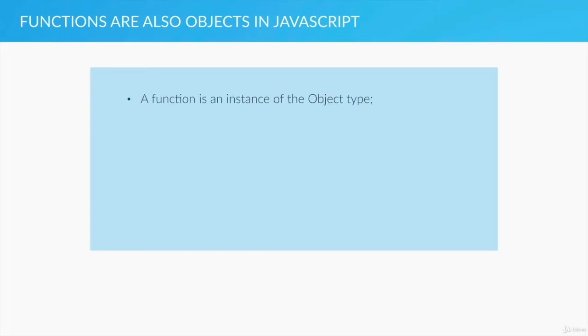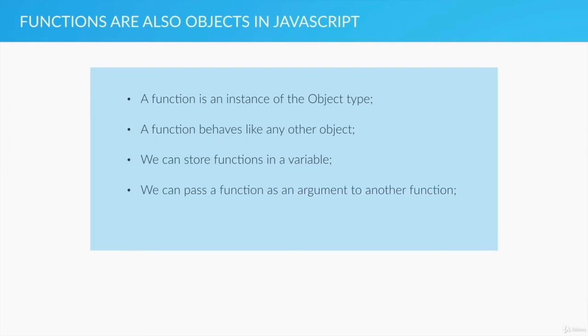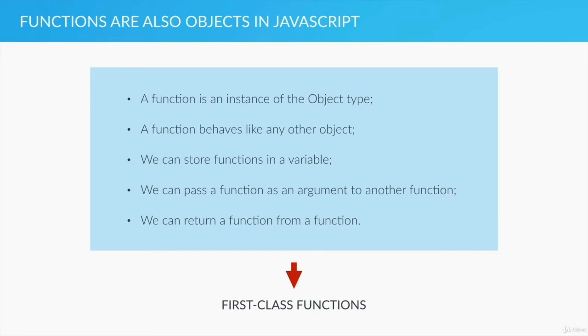First, as we already know, a function is an instance of the object type. And because of that, a function behaves like any other object. We can store functions in a variable, and we already know that. And we can pass a function as an argument to another function. And we can also return a function from a function. And because of all that, we say that in JavaScript, we have first-class functions.